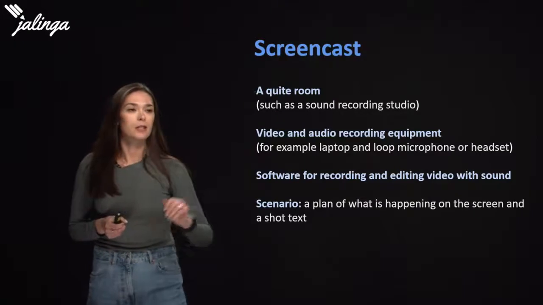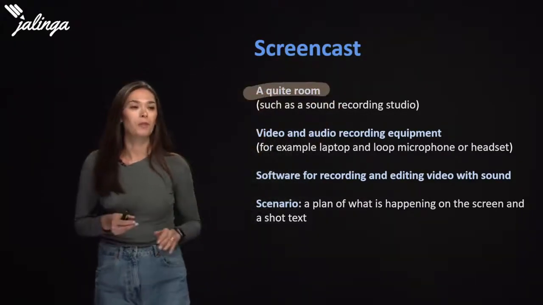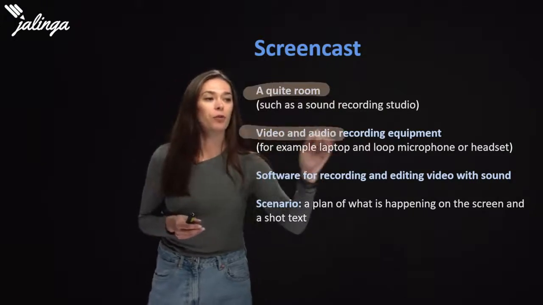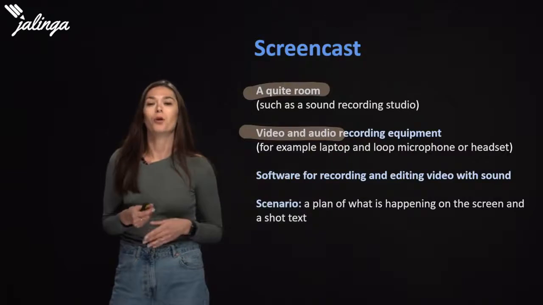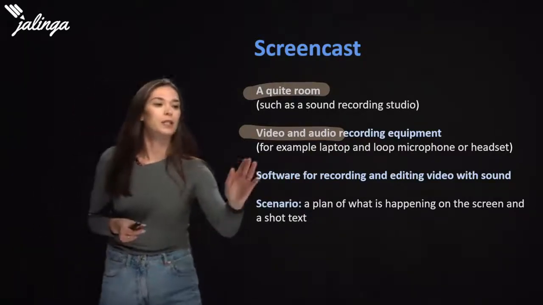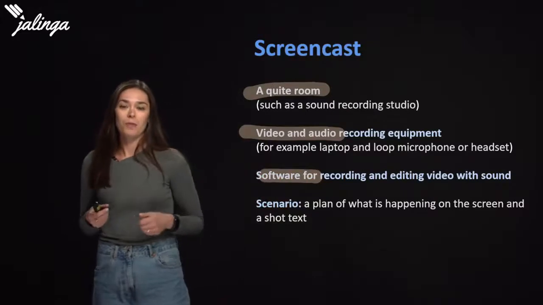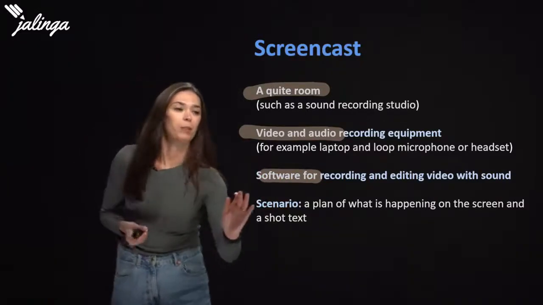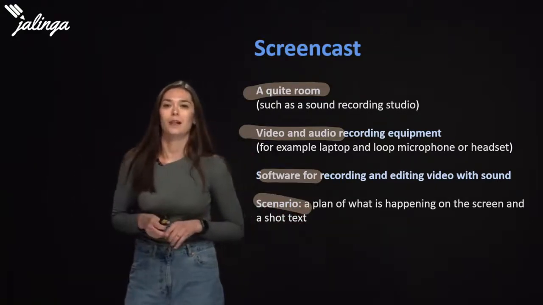So you will need this: a quiet room, such as a sound recording studio. You will need video and audio recording equipment, for example, a laptop and a loop microphone or headset. You also need software for recording and editing video with sound, and of course you need a scenario, a plan of what is happening on the screen, and some short text.